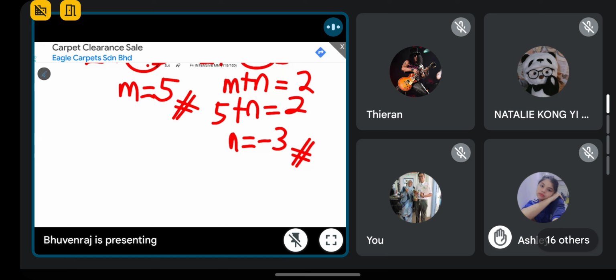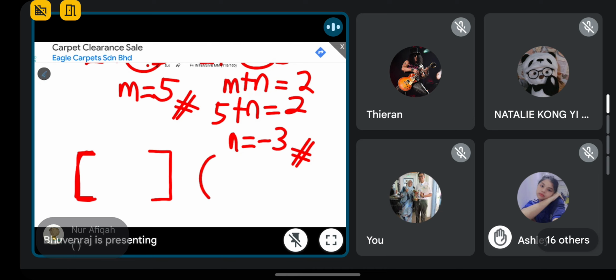So next part, I want to ask you guys. Matrix, right? We usually use this kind of bracket, right? Kita guna kurungan macam ni. Is there any other bracket we can use to write matrix? Adakah ada lagi kurungan untuk menunjukkan matrix? Is this the only bracket, guys? Yes, very good, Afrika. This one also can use, very good.